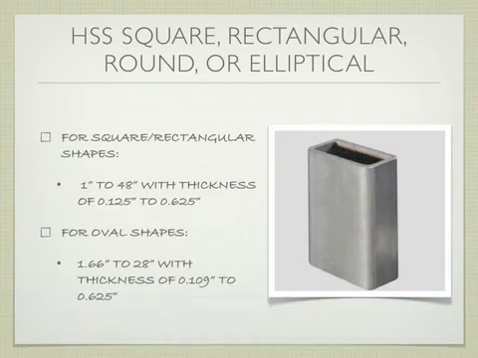So if we have square or rectangular shapes, 1 inch to 48 inches to a side, and our thickness is going to be anywhere from 1/8 of an inch to 5/8 of an inch. So if we have a really big column in a building, that steel is going to be 5/8 of an inch thick. If we have some kind of a little small piece that's going to, say, be the leg of a table, it could have something as thin as 1/8 of an inch to the wall. If we have an oval shape, it's going to be slightly different in its size.